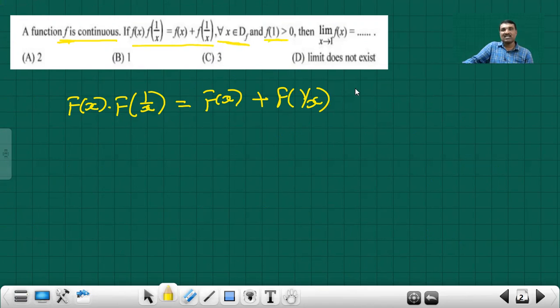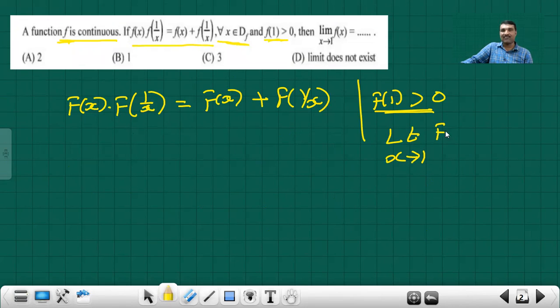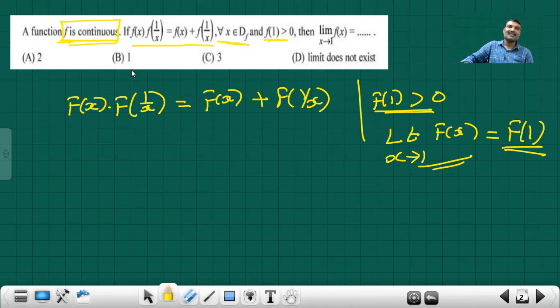One condition is given, that is f of 1 is greater than 0. Now we want to evaluate the value of this limit, x tends to 1 of f of x. This is a continuous function, so the value of the limit is the same as the value of the function at x equal to 1, that is f of 1, since continuous means the limit exists.